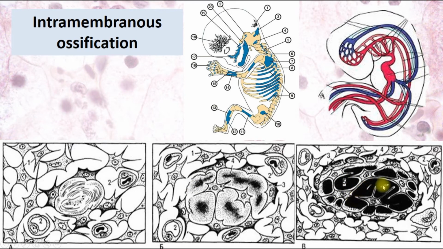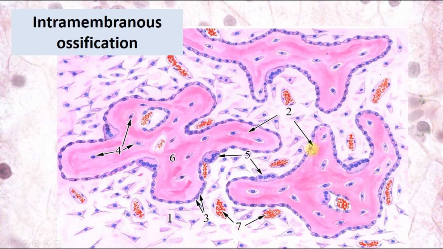Here we can see mineralized osteoid, and this is the bony trabecula, which develops after the formation of the osteogenic islet. And here we can see bony trabecula. It's the result of intramembranous ossification. It's mesenchyme, and inside mesenchyme we have bony trabecula. Look here, there are numerous blood vessels. They provide good blood supply. And there are bony trabecula. You can see them here.